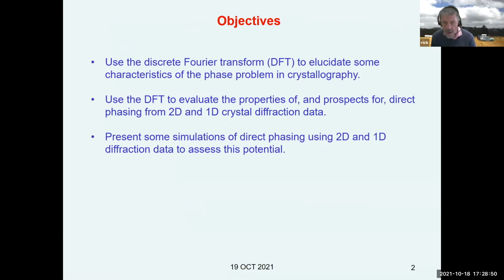Okay, so in thinking about that, what I decided to do was just to spend a little bit of time talking about the discrete Fourier transform. We normally describe diffraction by the Fourier transform, and we use a discrete Fourier transform when we come to do the actual calculations. However, in the case of crystallography, if you work with the discrete Fourier transform directly, then that can be informative as to what's going on. So I thought I would talk a little bit about that, and then also something about using that to look at properties of the phase problem for two-dimensional and one-dimensional crystals.